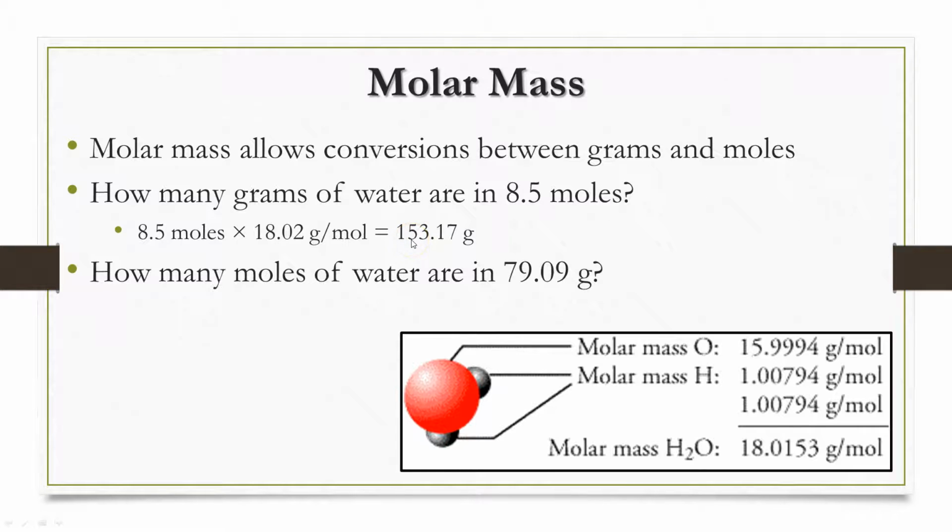Or I could go the opposite. How many moles of water are in 79.09 grams? Well, I'm going to take 79 grams and divide that by 18.02 grams per mole, and the grams are going to cancel out, and I'm going to be left with 4.39 moles. We'll do some practice on that, but you see, it's a very simple process here, just multiplying it by this gram molecular mass.